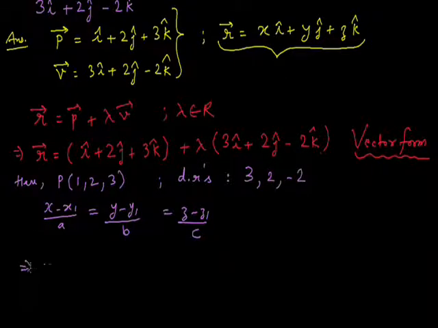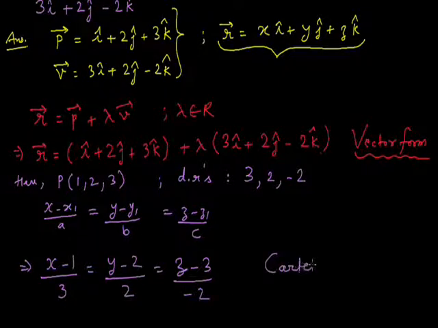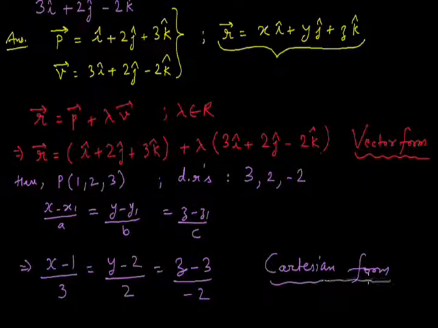So the equation will become x minus 1 upon 3 equals y minus 2 upon 2, and then z minus 3 upon minus 2. So this is the Cartesian form of the given line.